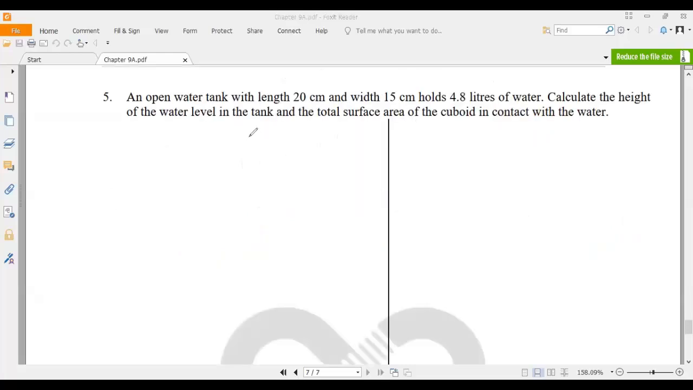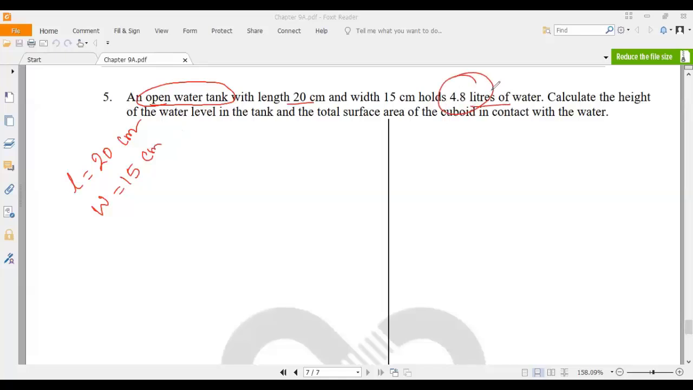Now, if we look at question number 5, question number 5 says an open water tank. So what does this open water tank mean? Open water tank means there is no lid in the water tank. So if we say there are 6 faces, then the lid, the ceiling, will be missing. The question says an open water tank with length 20 centimeters, width 15 centimeters, and holds 4.8 liters of water.